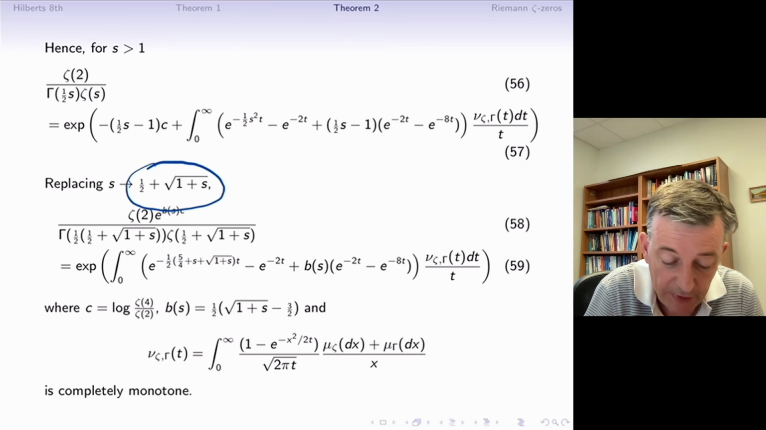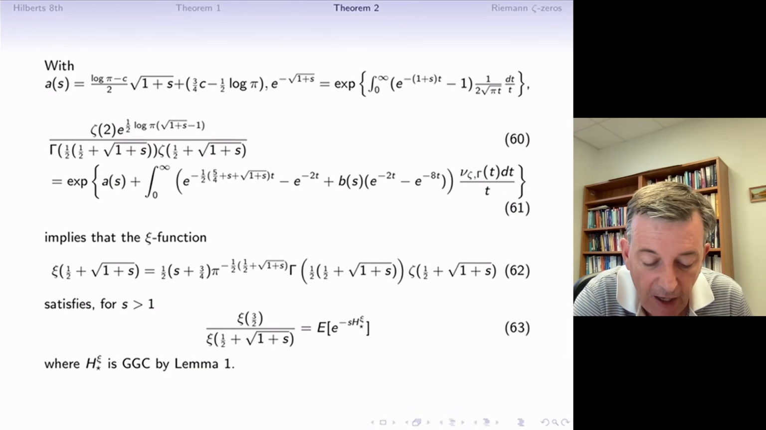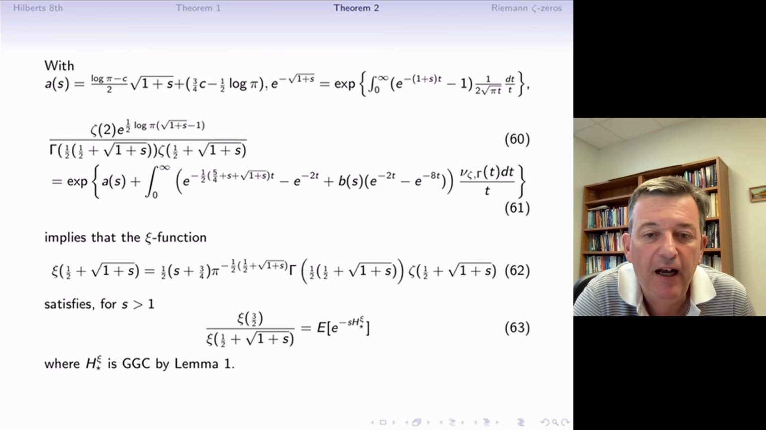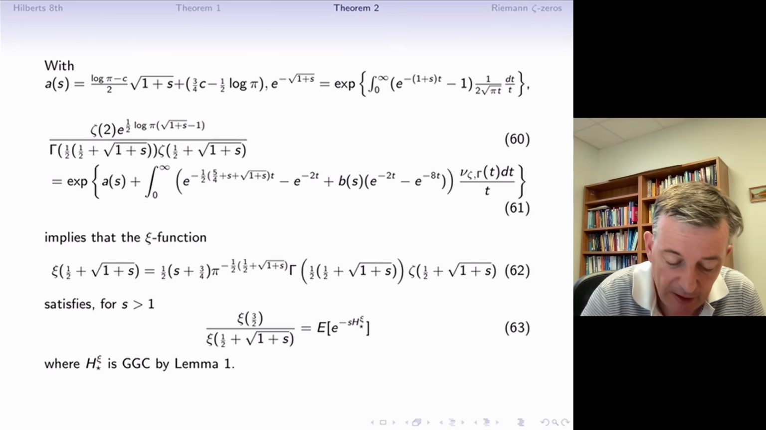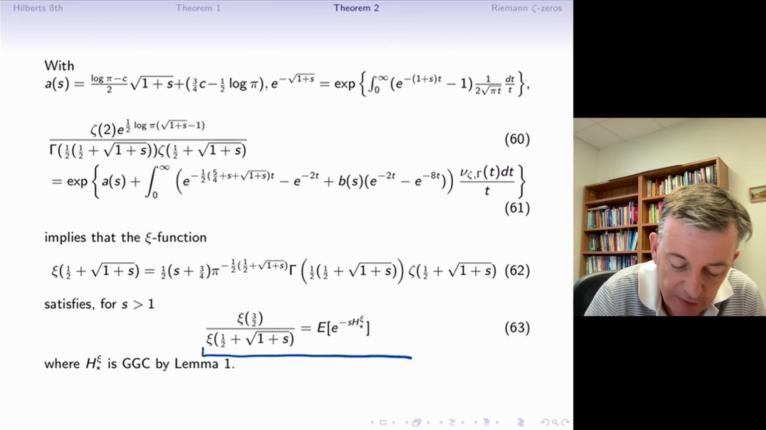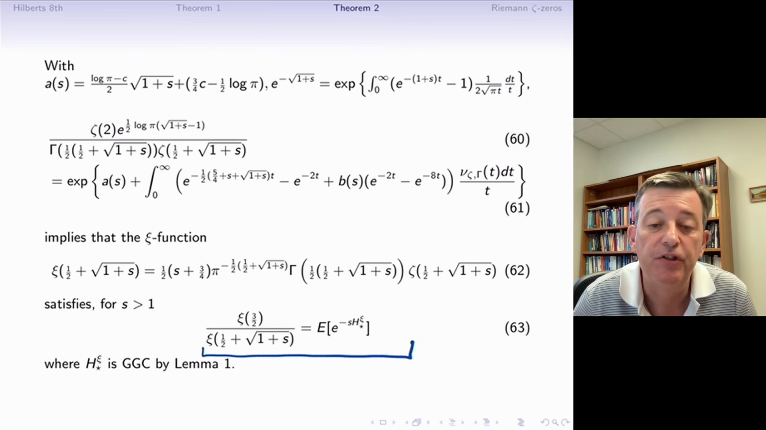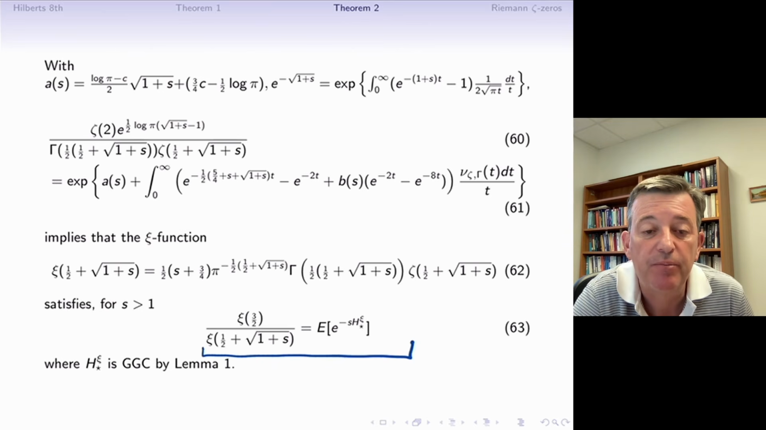Putting all that together, essentially we've proved 61, which essentially proves that the reciprocal psi function evaluated at a half plus square root of 1 plus s can be written again as a Laplace transform of a GGC random variable h sub star.